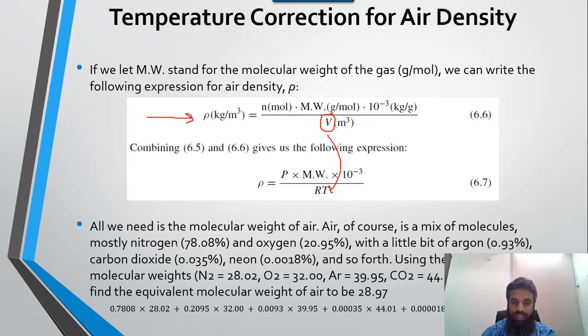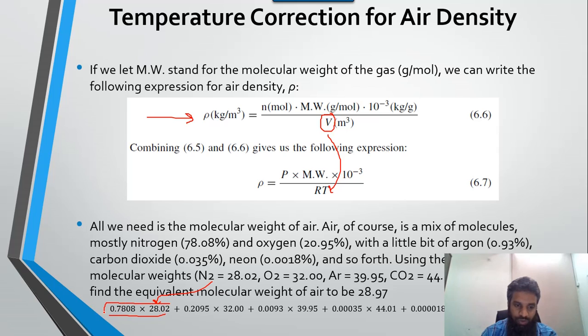Like nitrogen weight is 28.02, oxygen weight is 32, argon gas weight is 39.5, carbon dioxide is 44, and neon is 20.8. So when we multiply the percentage with the weight, then we have the molecular weight. Like 0.7802 is multiplied with the 28.08, and 28.08 comes from the nitrogen molecular weight. This one comes from over here.